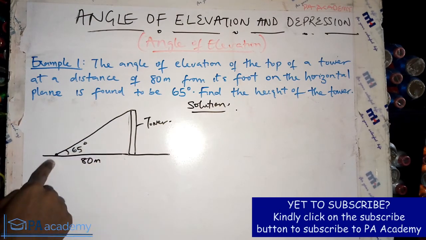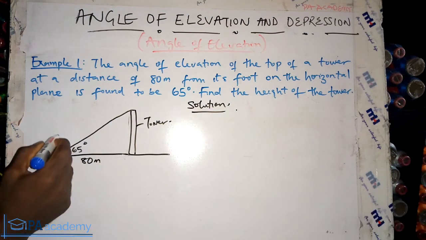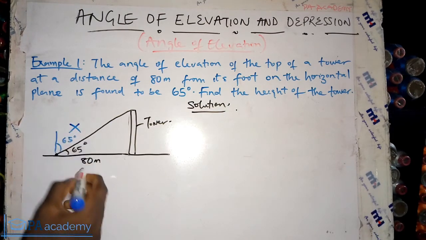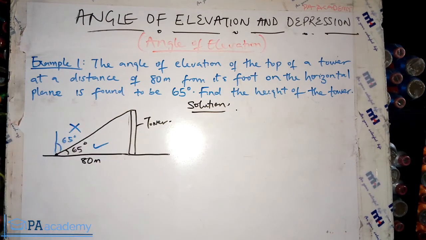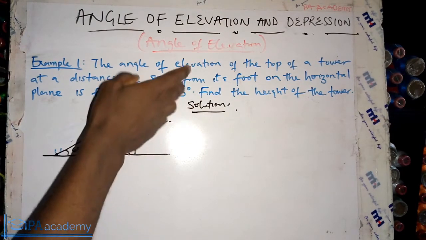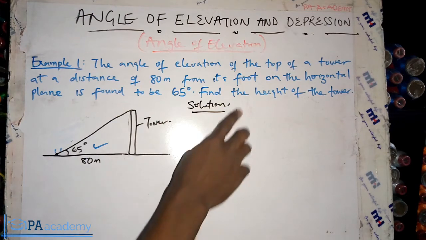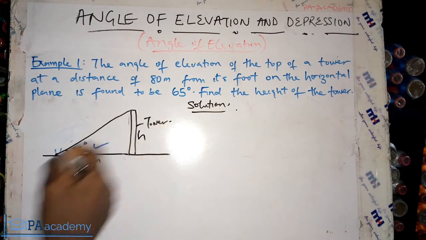For the angle of elevation, the angle is always to the horizontal. Note, it's always to the horizontal, not to the vertical, not something like this. No, this is where the 65 degrees is. So it's important to note that. So this is the diagram representing this question. Now the next thing is asking us to find the height of the tower. So what we are looking for now is this height, the height of the tower.